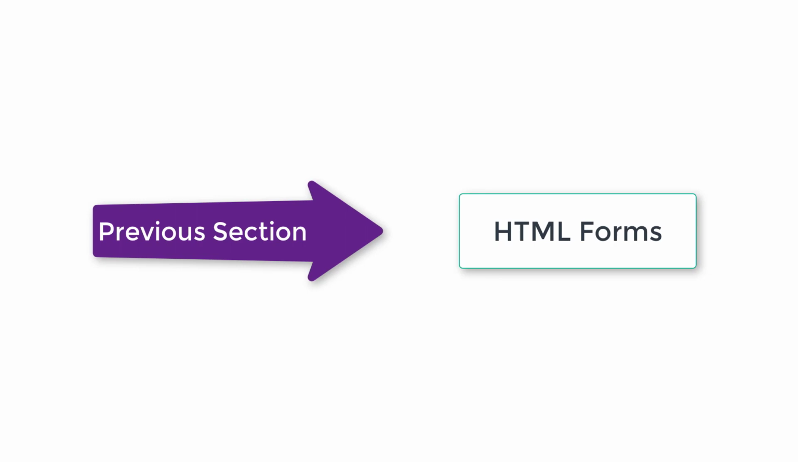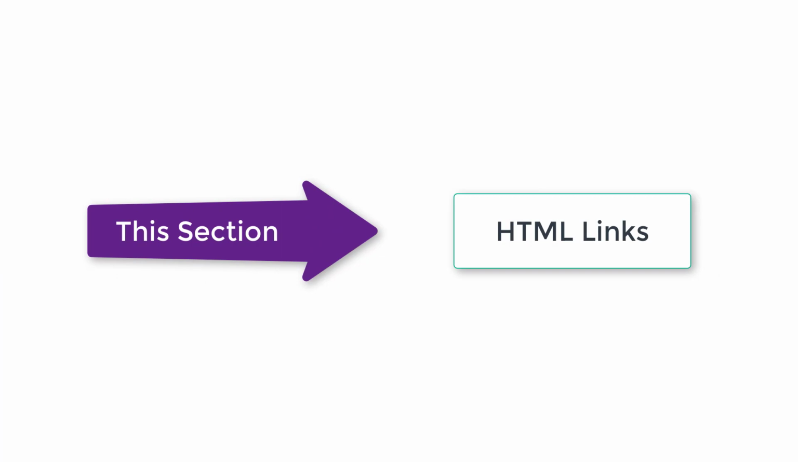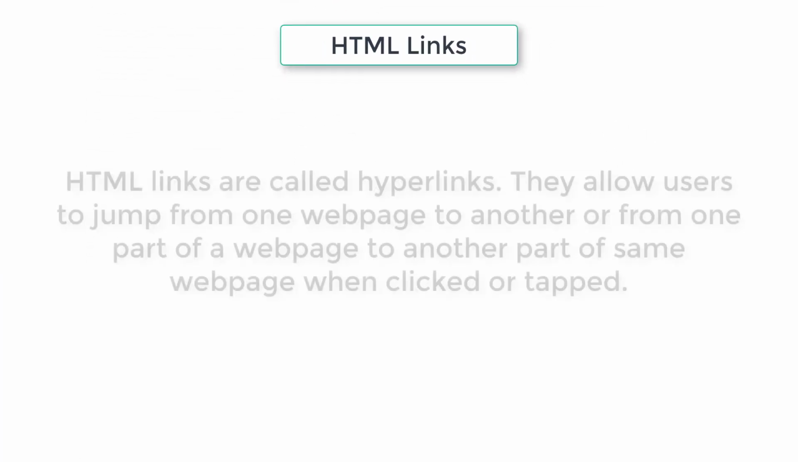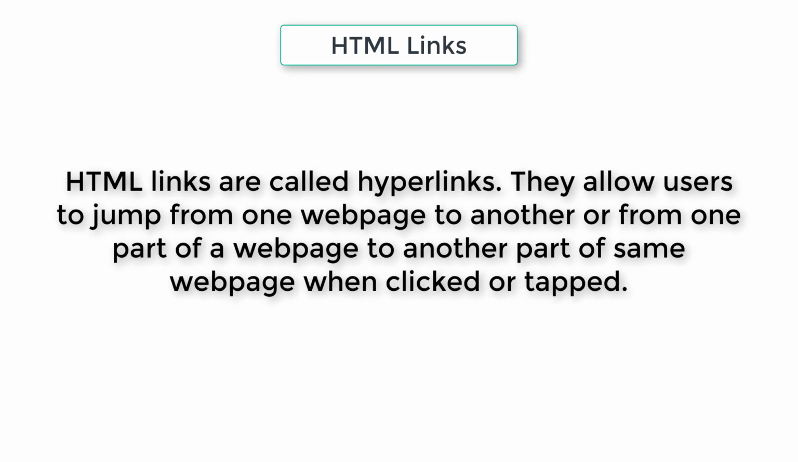In the previous section, we have covered HTML forms. In this section, we will learn about HTML links. HTML links are called hyperlinks. They allow users to jump from one web page to another, or from one part of the web page to another part of the same web page when clicked or tapped.